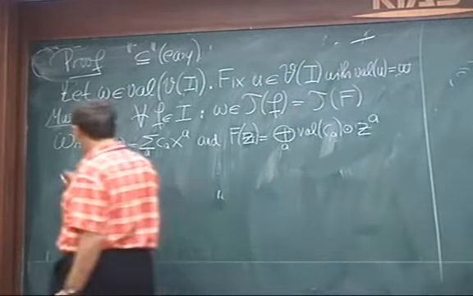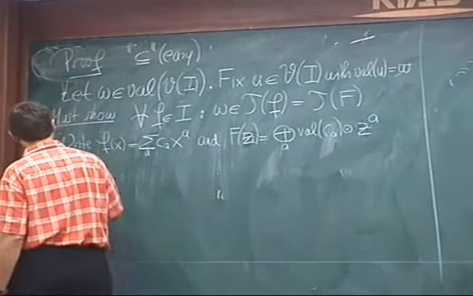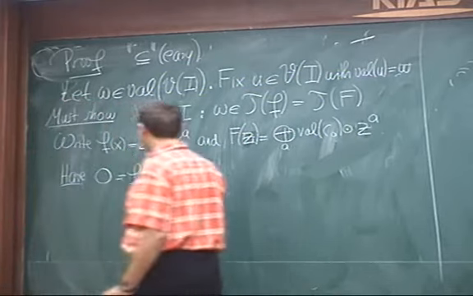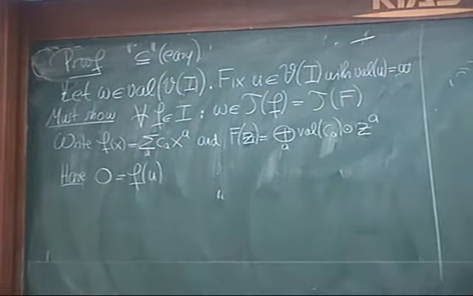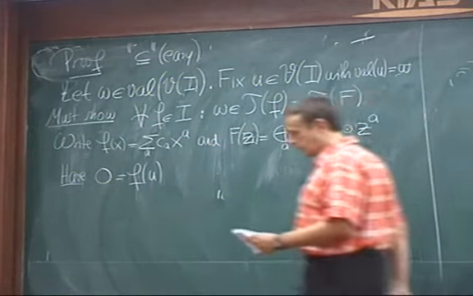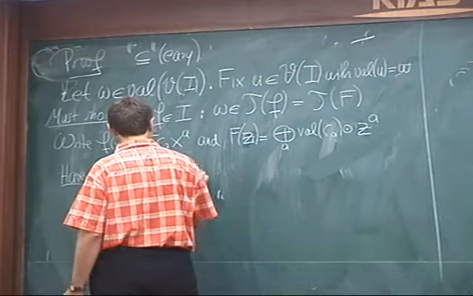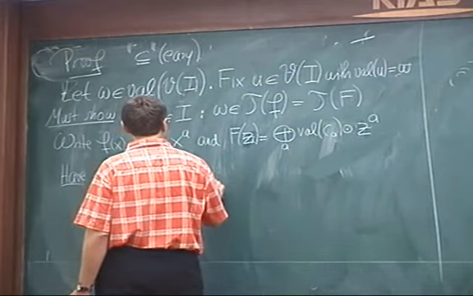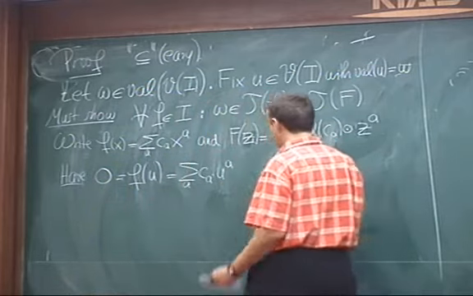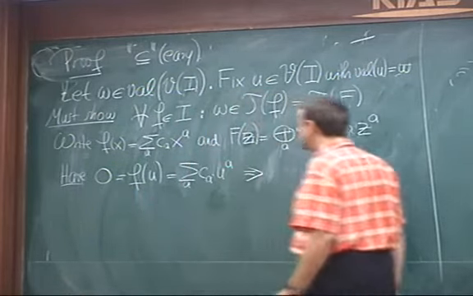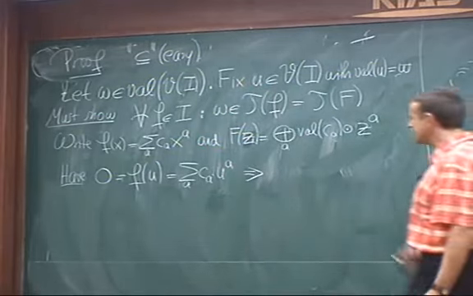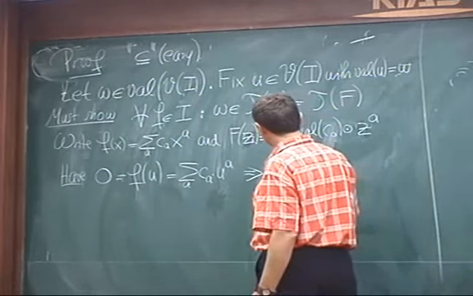But what do we know? Well, we know that f of U is equal to 0, right? U is in the variety of I, so f of U is 0. So therefore, this says the sum of c alpha times U to the alpha is equal to 0. But what does that say? Well, remember all the coordinates of U are non-zero, so this means there must be a cancellation among lowest terms.